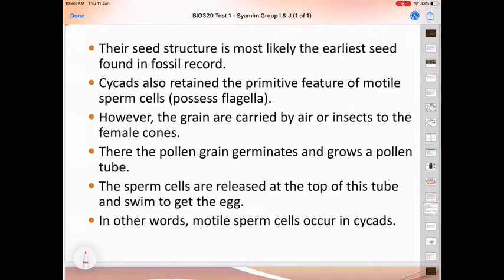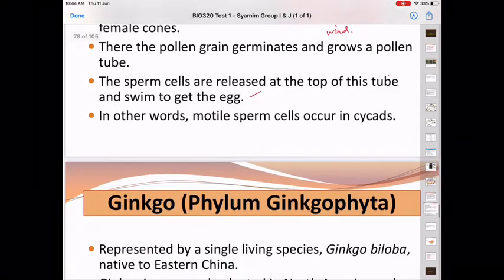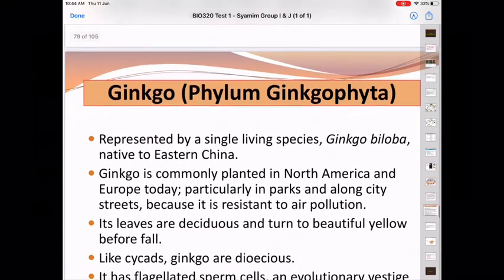However, the pollen grain is carried by air or insect to the female cone. So the carrier is insect ataupun air. Kalau pine tadi hanya menggunakan wind. Okay. The pollen grain germinates and grows a pollen tube. Sama macam tadi. The sperm cell is released at the top of this tube and swims to get the egg. In other words, the motile sperm occurs in cycad. So dalam cycad, awak kena ingat the sperm cell dia boleh bergerak sebab ada flagella.